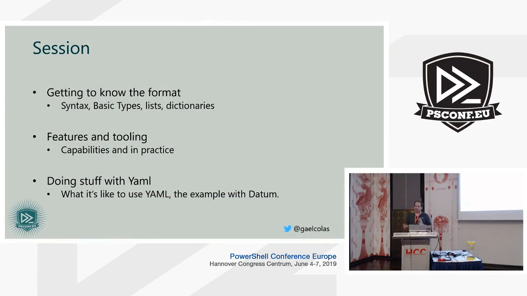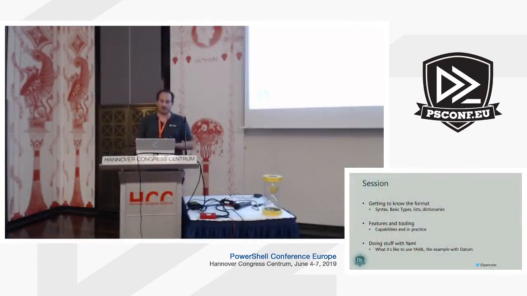And a bit of features and tooling, the features you can have in YAML as a declarative language, the capabilities and in practice what you should be using, or probably more what you shouldn't be using when you play with YAML. And then we'll try to do stuff with YAML and, if you've got time, I'm going to give you an example that I tend to use. YAML is very good for configuration, and I'll get into a bit more details, and I use that a lot with DSC for managing the configuration data.